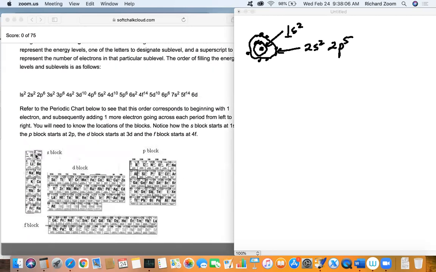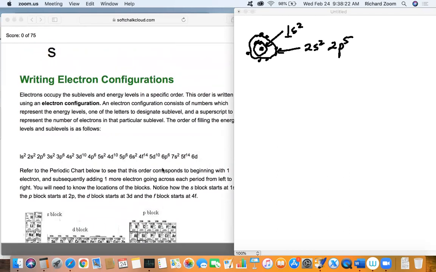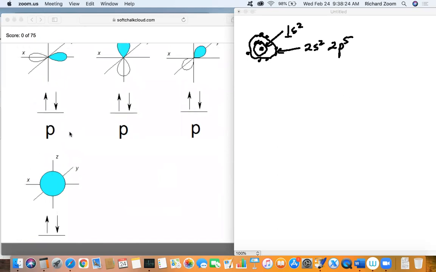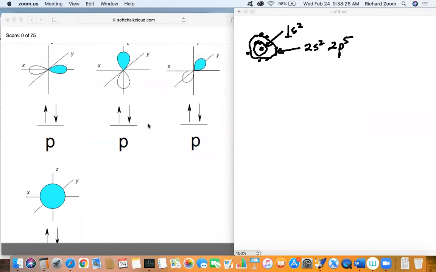So we've got 1s2, that's going to be the first row, and then we move down here and that's going to be 2s, and you see this whole thing is the S block. This is the P block over here, and you'll notice there's six columns here, which means there's 6 elements, which means there's 3 orbitals because we can put 2 electrons in each orbital.